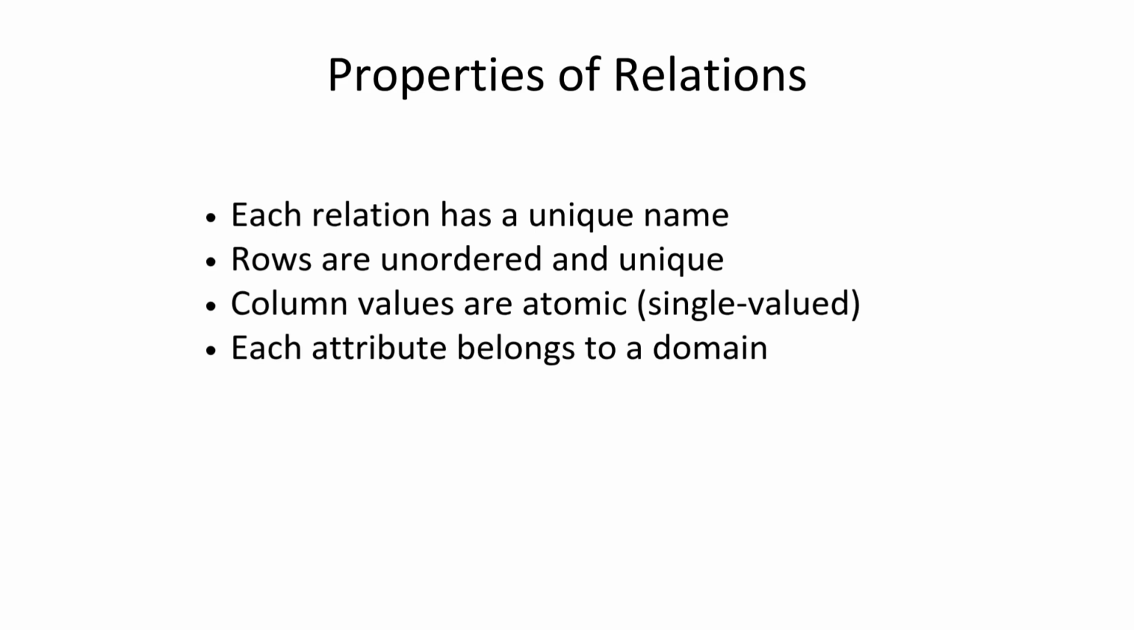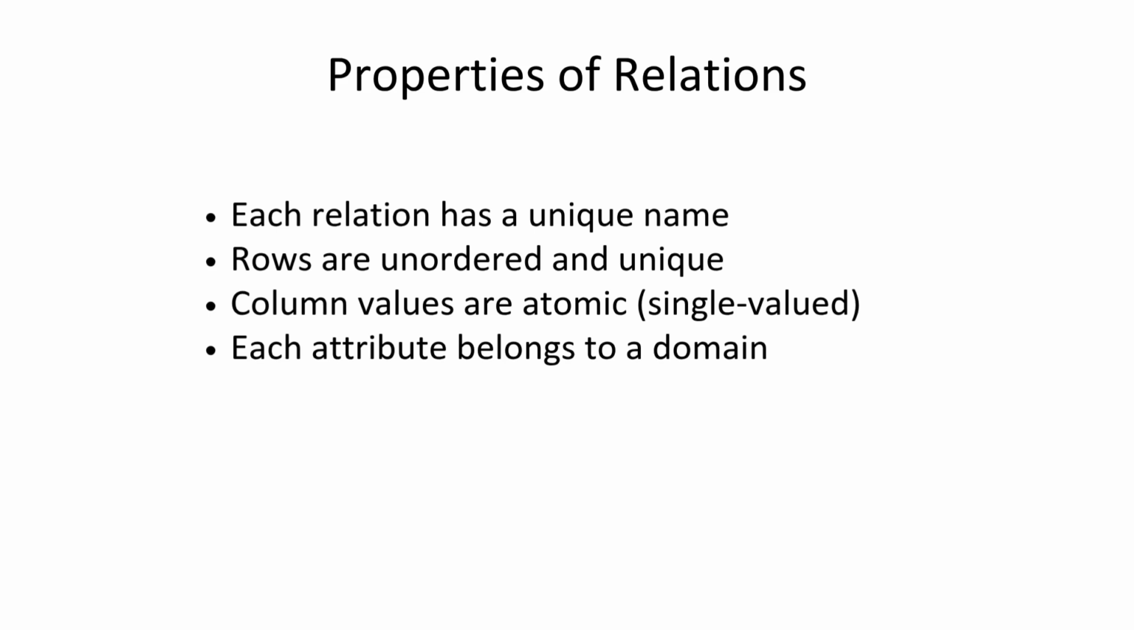Properties of relations. Now let's look at the unique properties that define relations in the relational model. First, each relation has a unique name. You can't have two tables called employee in the same database schema. Next, rows are unordered. The order in which records are stored doesn't affect the data, unlike spreadsheets.